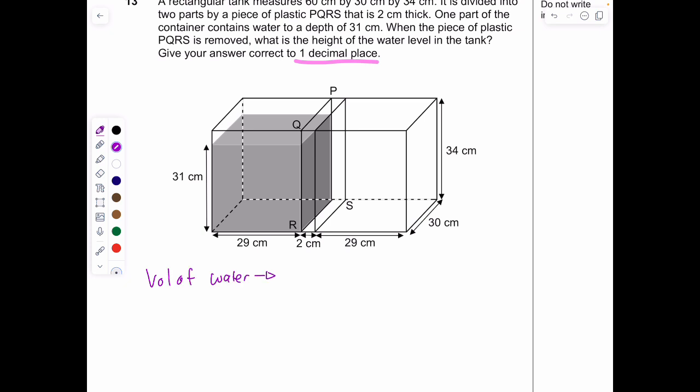So to do that is length times breadth times height. Okay, I have my 29 over here times my 30, which is over here, and then times 31, because this is the height of water, and that will give me 26970, and this is in cm cube. Okay, then the next thing what I need to do is that I need to take 60 times 30. Okay, so this will give me the base area.